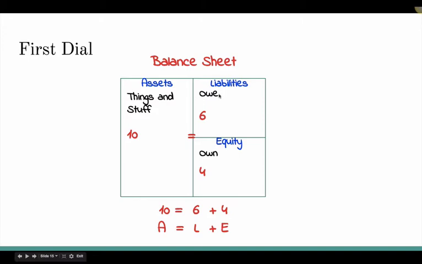Liabilities, again, are things that we owe, and equity are things that we own. A balance sheet is a snapshot in time. What that means is it's a picture, a snapshot of what's happening at an exact period in time. So as of, let's say, for instance, January 30th, 2016, this is what our balance sheet would look like.